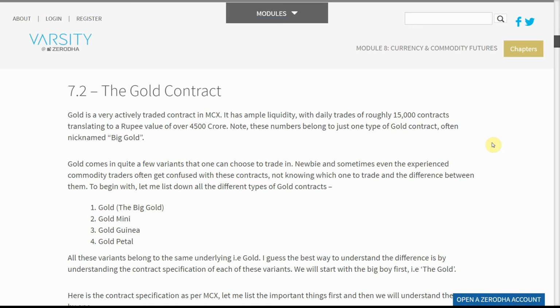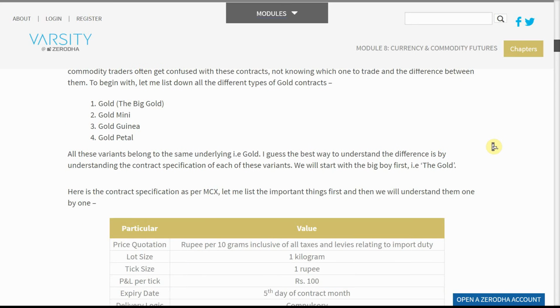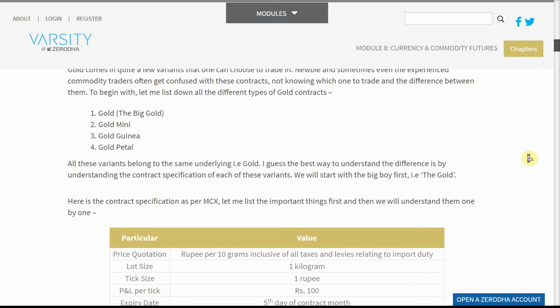Gold comes in quite a few variants that one can choose to trade in. Newbie and sometimes even the experienced commodity traders often get confused with these contracts, not knowing which one to trade and the difference between them. To begin with, let me list down all the different types of gold contracts. Gold, the big gold. Gold Mini. Gold Guinea. Gold Petal. All these variants belong to the same underlying, i.e. gold.